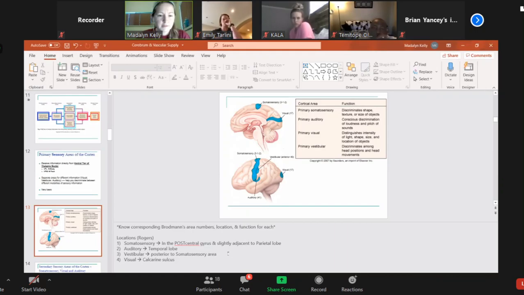So somatosensory is in the postcentral gyrus. The auditory is in the temporal lobe. The vestibular is right posterior to the somatosensory area, the postcentral gyrus. And the visual is the calcarine sulcus.